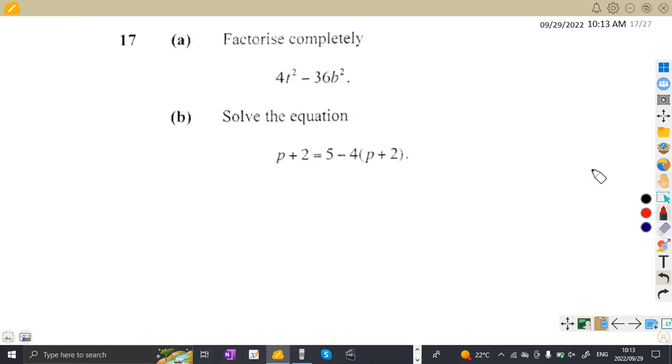Okay, factorize completely. So you're given to factorize here. As you can see, 4 is common. Before we talk of difference of two squares, 4 is common. So which means I can factor out 4 here.